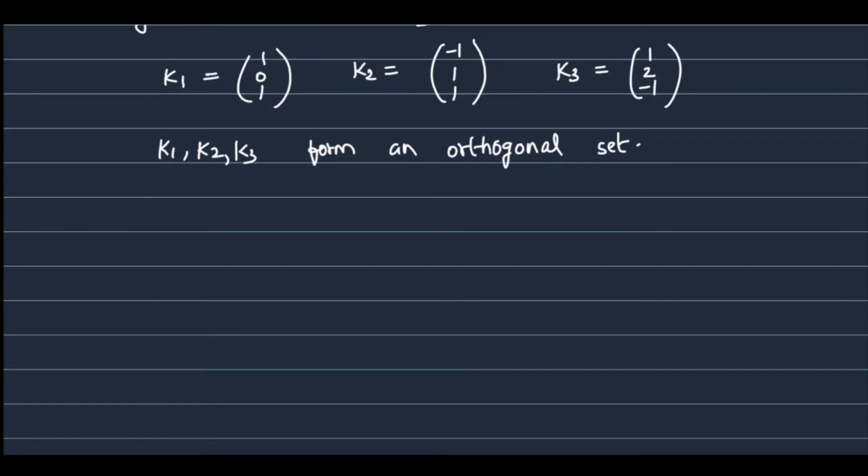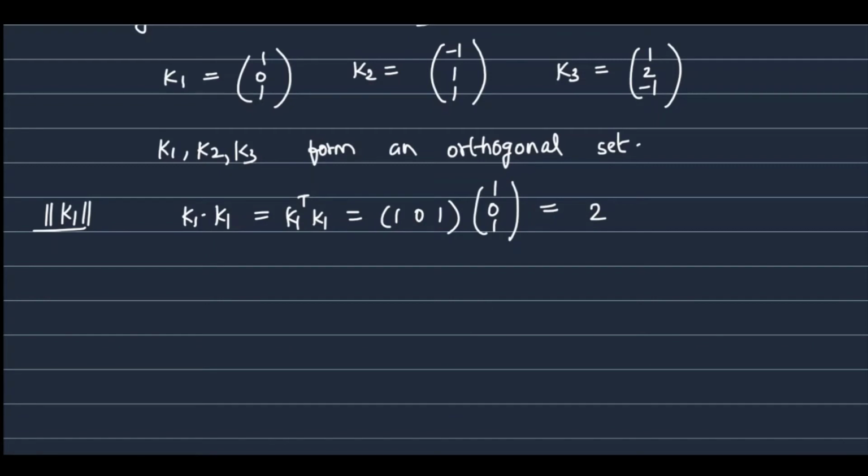So we have to find what norm k1 is. For this we do k1 dot k1, which is defined to be k1 transpose k1. k1 transpose is 1, 0, 1, times 1, 0, 1. So we will get it as 2. We know that norm k1 is defined to be the square root of k1 dot k1. We got k1 dot k1 as 2, so norm k1 is equal to root 2.